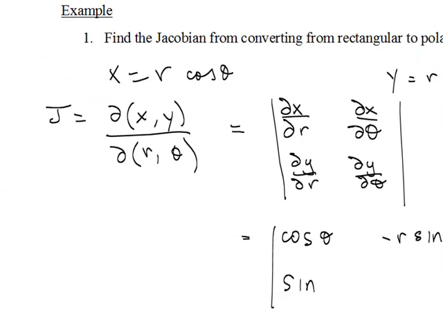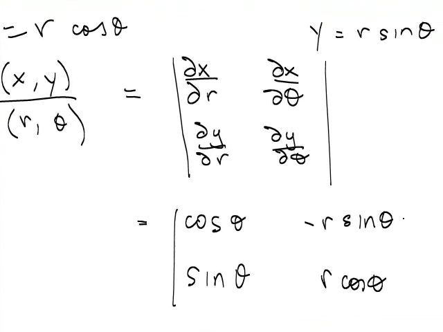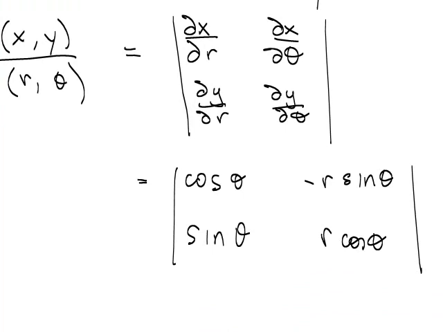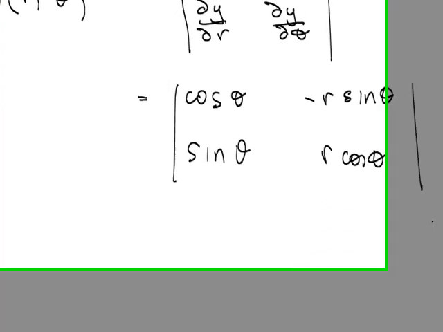Sine. Good. What is partial y, partial theta? Say it again. R cosine theta. Come on, sound sure. You know this. You do. Now let's work out this determinant, right?